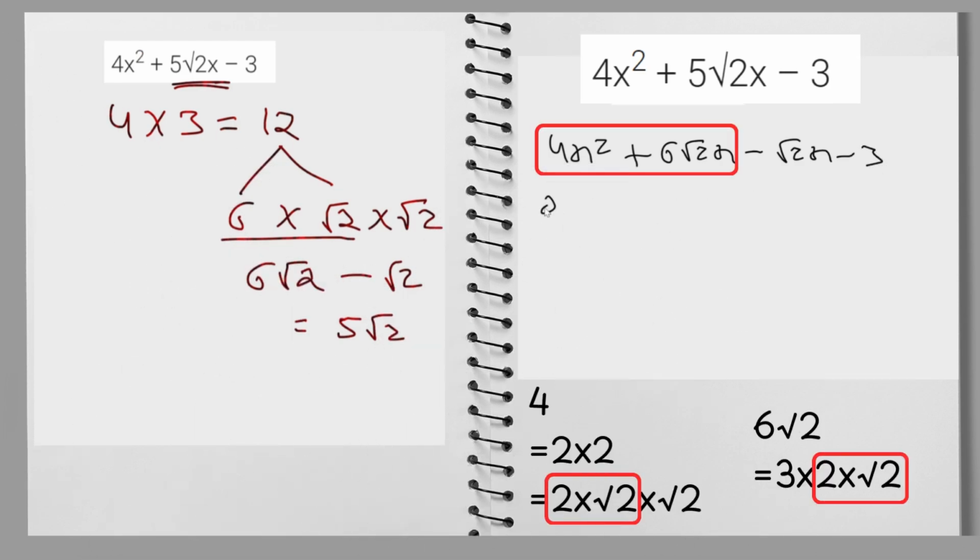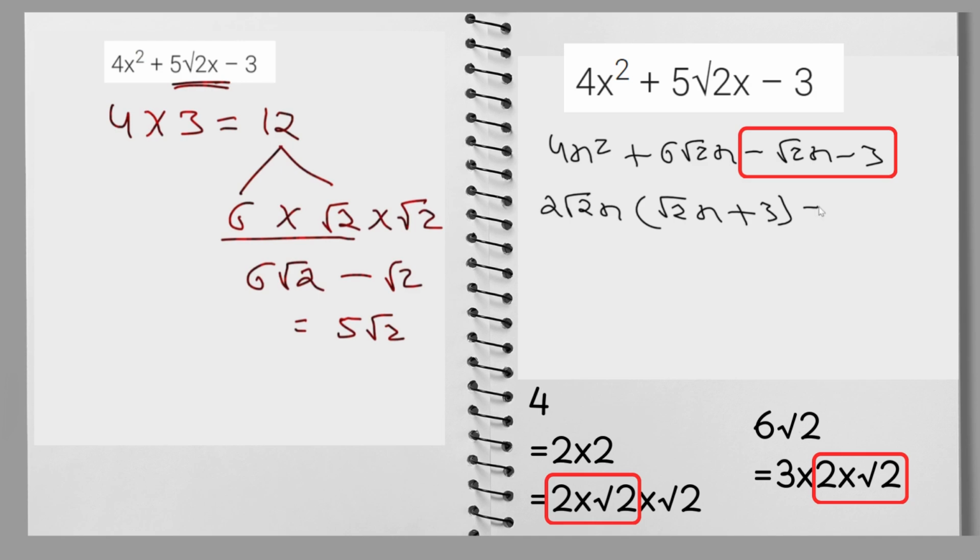Now what is common from the first two terms? It is 2 root 2 x is common. So what we get inside is root 2 times x plus 3. And taking minus 1 as common from the last two terms, we get root 2 x plus 3 only. Now check, this is common throughout the expression. So we can write this as common root 2 x plus 3, and we get the other factor as 2 root 2 x minus 1.